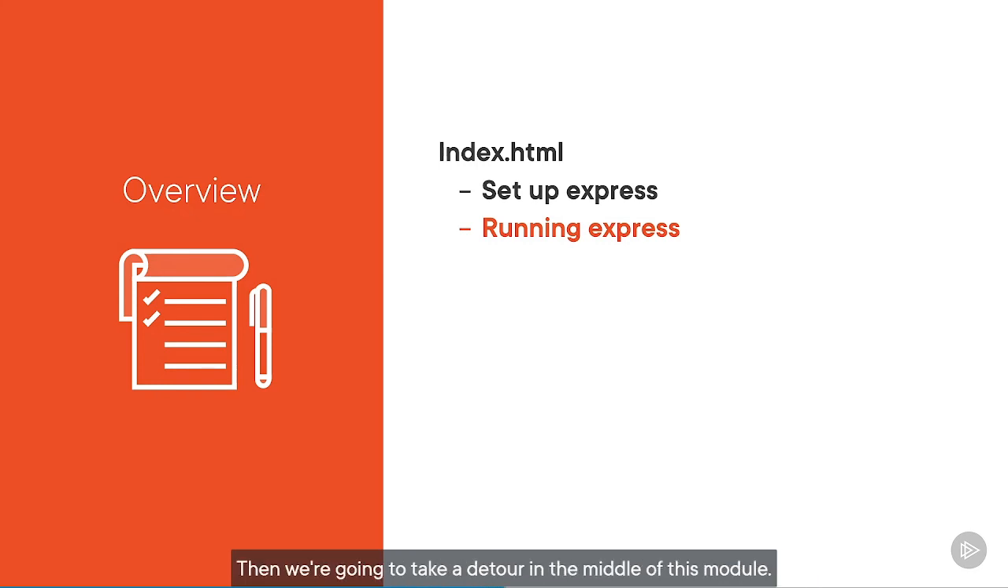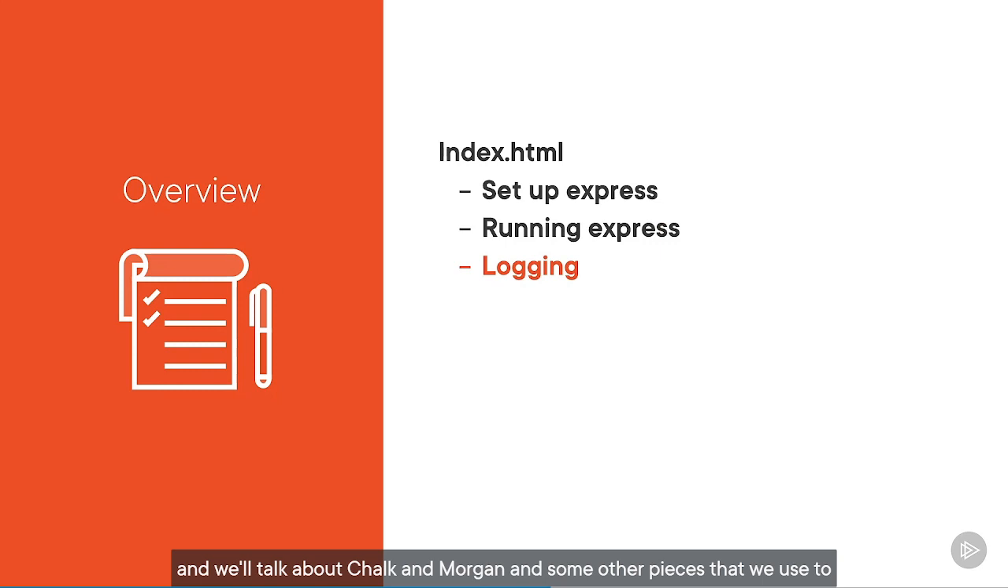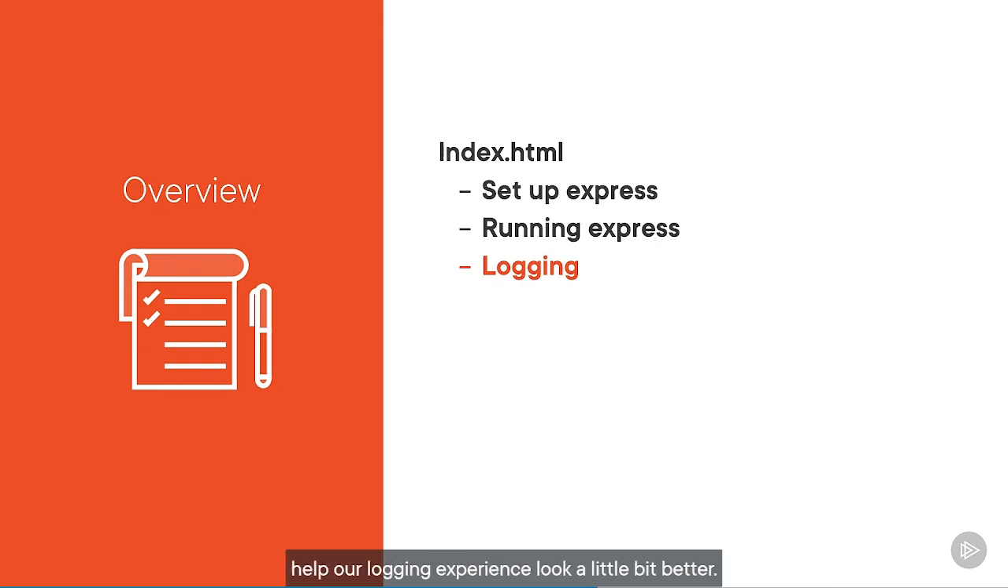Then we're going to take a detour in the middle of this module. We're going to talk about logging options. And we'll talk about debugging, and we'll talk about Chalk and Morgan and some other pieces that we use to help our logging experience look a little bit better.